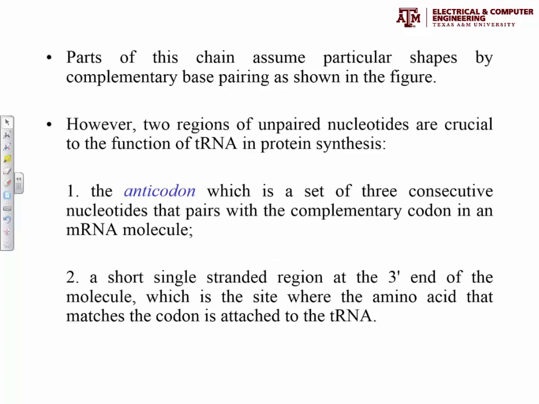Parts of this tRNA chain assume particular shapes by complementary base pairing, as shown in the figure. However, two regions of unpaired nucleotides are crucial to the functioning of tRNA in protein synthesis. The first one is the anticodon, which is a set of three consecutive nucleotides that pairs with a complementary codon in an mRNA molecule. The second one is a short single-stranded region at the 3' end of the molecule, towards the top, which is the site where the amino acid that matches the codon is attached to the tRNA.